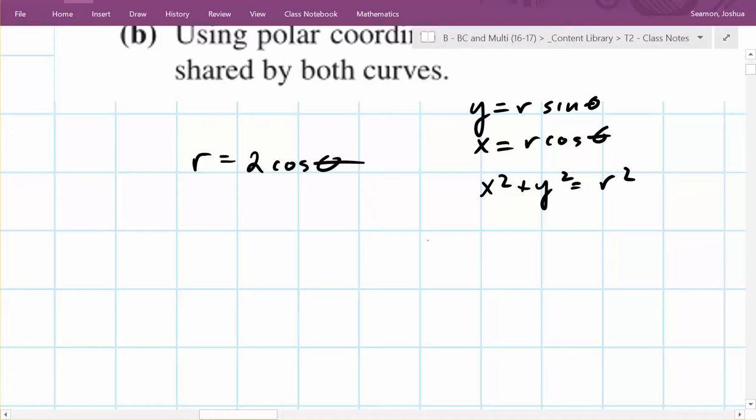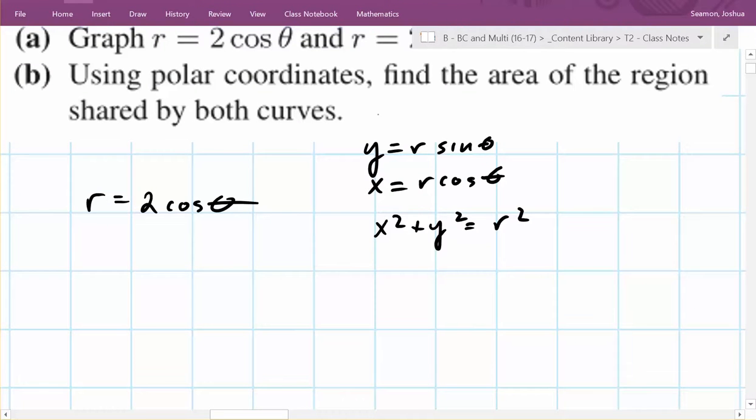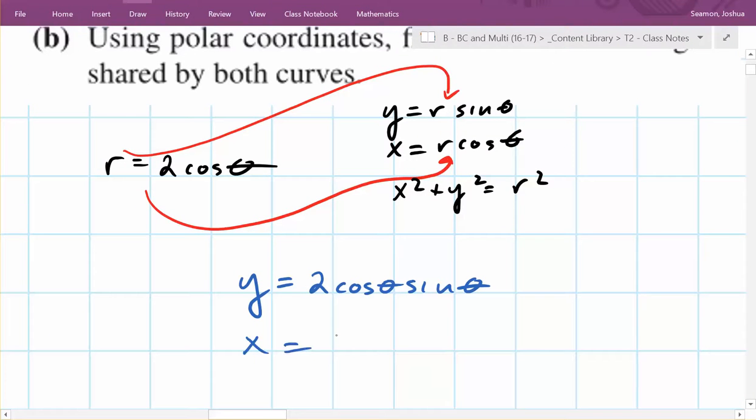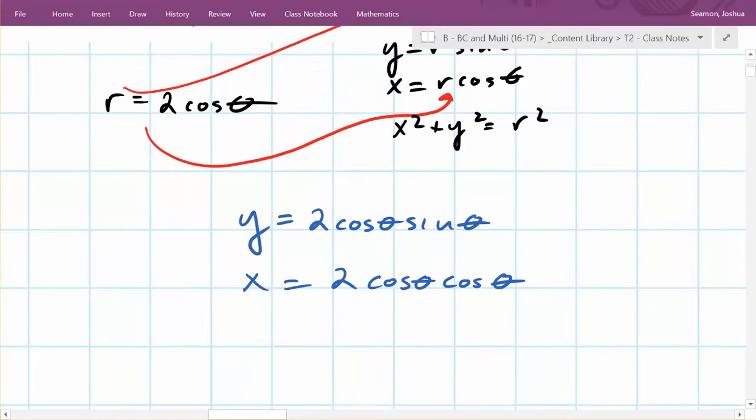Anything? Plugging in r. Plugging in r from where? Plugging in r as 2 cosine theta into... Ah, okay, so you want to plug r as the 2 cosine theta into what? Into the r in the... Sure, I like that idea. So plug it in there and also plug it in there. Sure, let's see what happens. So what does y equal? 2 cosine theta sine theta. And what does x equal? 2 cosine theta cosine theta. Yeah. Okay.